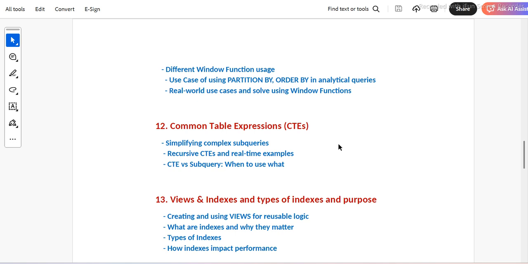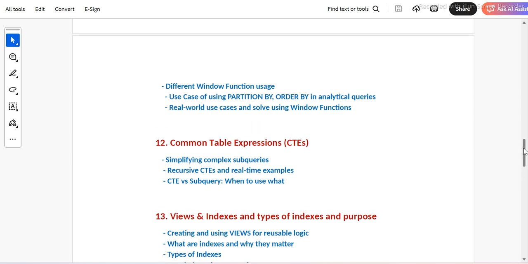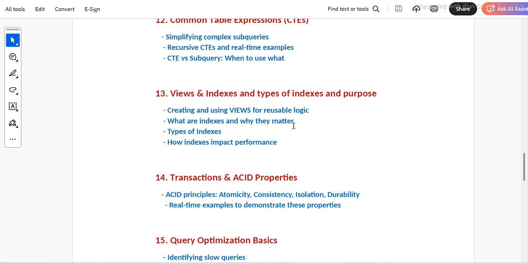And then next topic, views, indexes, types of indexes, and purpose. We are going to learn everything about indexes, views, and what the different types of indexes are. All of these topics are already here. You can just go through, and these are more of a performance optimization part, right? Even the CTE is part of your performance optimization. And here also indexes are mostly used to improve performance. So we'll be looking at all those aspects and see how we can improve the performance. Now here we will also talk a little about performance tuning, right? So that's how this particular number 13 covers.